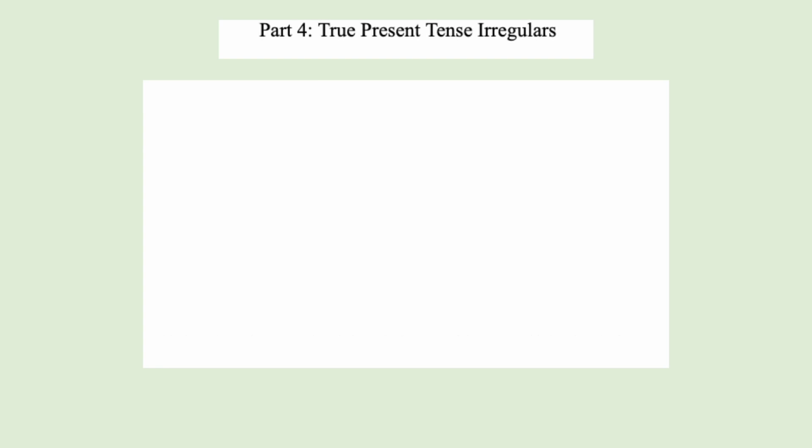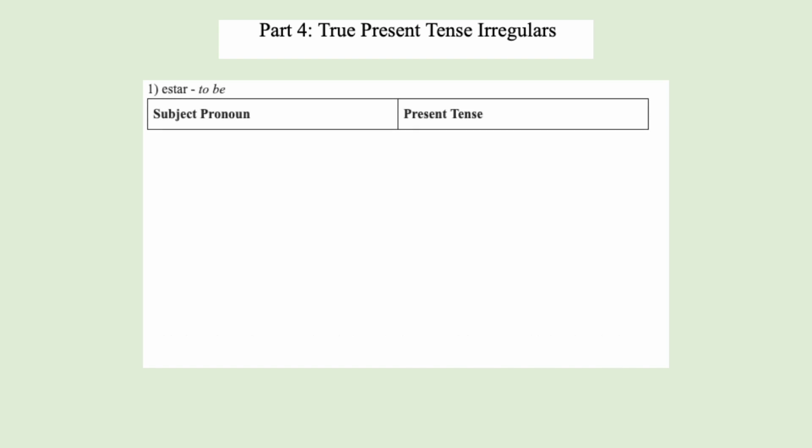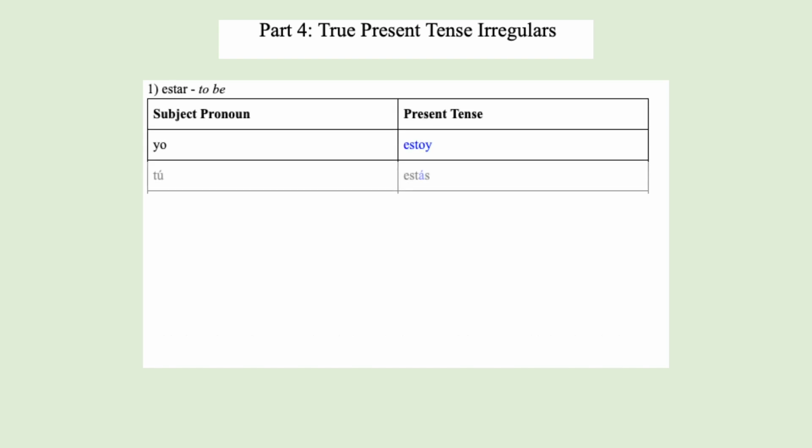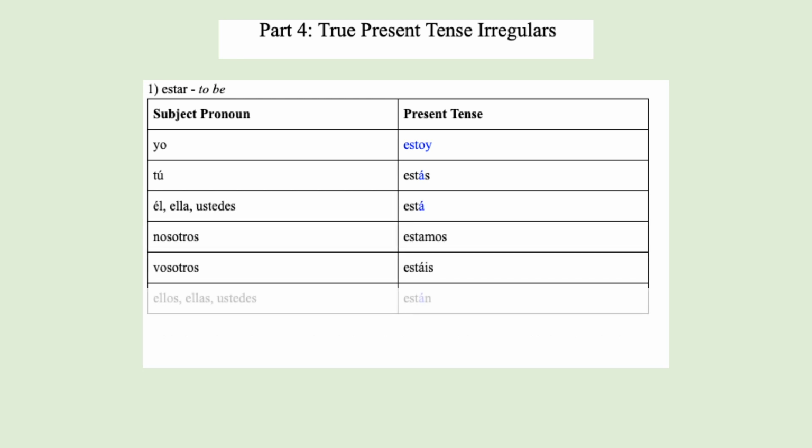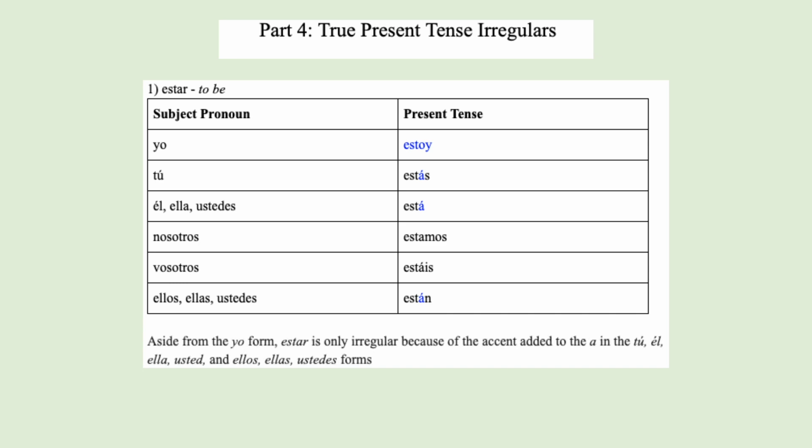There are true irregular verbs in the present tense which do not follow any specific set of rules, starting off with estar. Estoy, estás, está, estamos, estáis, están. Aside from the yo form, estar is only considered truly irregular because it adds an accent in the tú, él, ella, usted, and ellos, ellas, ustedes forms.